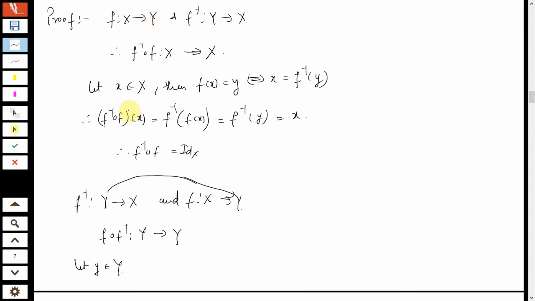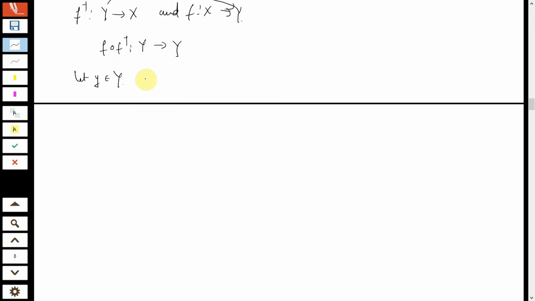I use that fact because it is necessary to define a map in the reverse way. So there exists a unique x in X such that f of x is equal to y. By the definition of inverse, this implies x is equal to f inverse of y. So you have produced x in X, and in fact such an x is unique such that f of x is equal to y. This implies x is equal to f inverse of y.